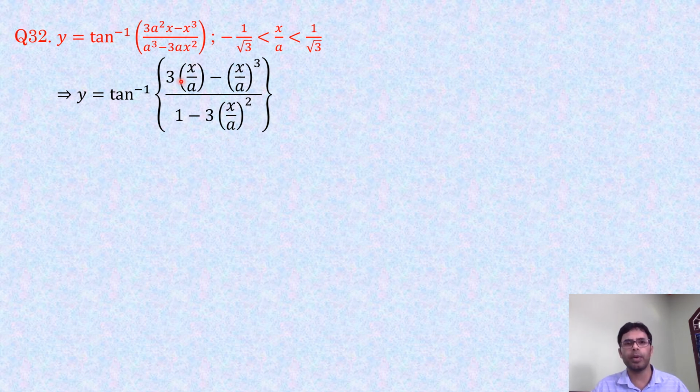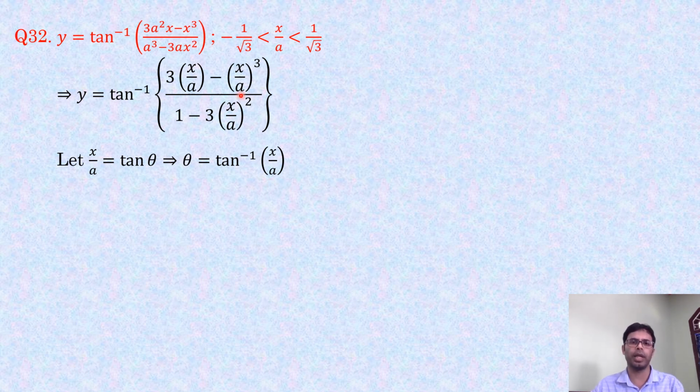Now you think about this x by a. What is the comfortable substitution for x by a? Is it not equal to tan theta? Because in that case it will be 3 tan theta minus tan cube theta divided by 1 minus 3 tan square theta. Earlier we have also done a similar type question of this one. So we take x by a is equal to tan theta. So theta will be equal to tan inverse of x by a.